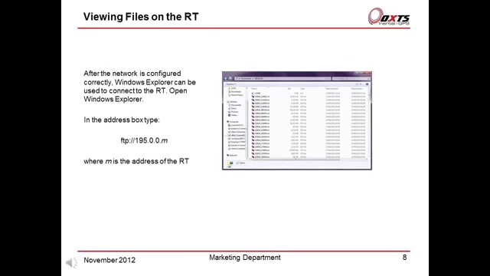Now let's look at viewing the files on your RT. After the network is configured correctly, Windows Explorer can be used to connect to the RT. You will need to open Windows Explorer. In the address box, you will need to type ftp://195.0.0.m, where the m is the address of the RT.